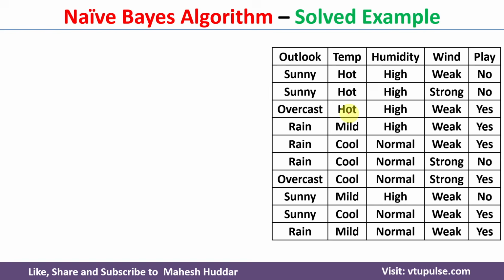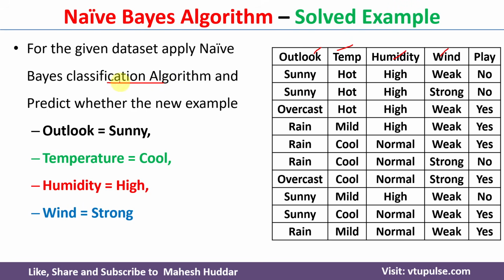This is the given data set. In this we have 10 examples and 4 attributes: outlook, temperature, humidity, wind, and play is the target variable. Here we need to apply the Naïve Bayes classification algorithm and predict whether the new example, that is outlook is equal to sunny, temperature cool, humidity high, wind strong, belongs to yes or no.